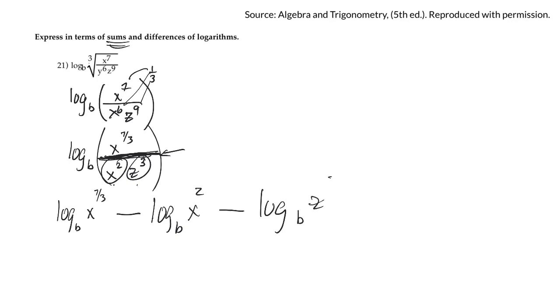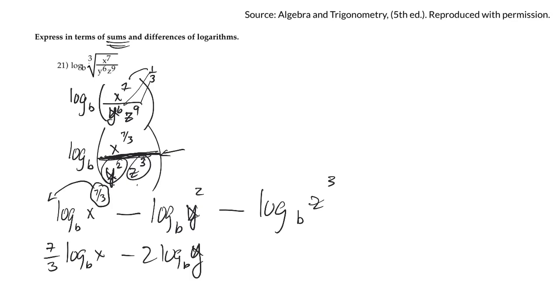log base b of z cubed. And the last thing that I would do is maybe use the power rule, where I can bring those exponents out to the front of the term. So I'd write it as 7/3 log base b of x minus 2 log base b of, oh, is there supposed to be a y in there somewhere? Oh yeah, this one's supposed to be a y. Minus 3 log base b of z.